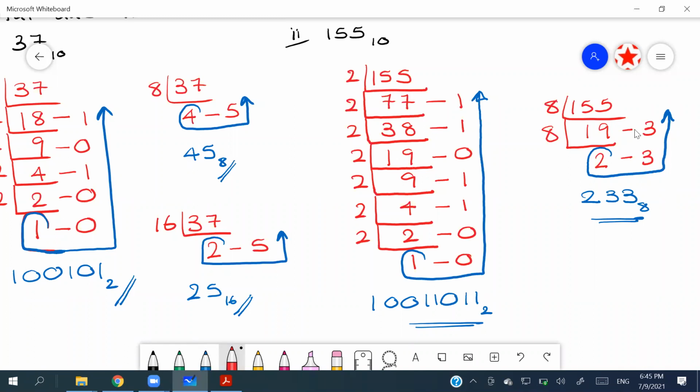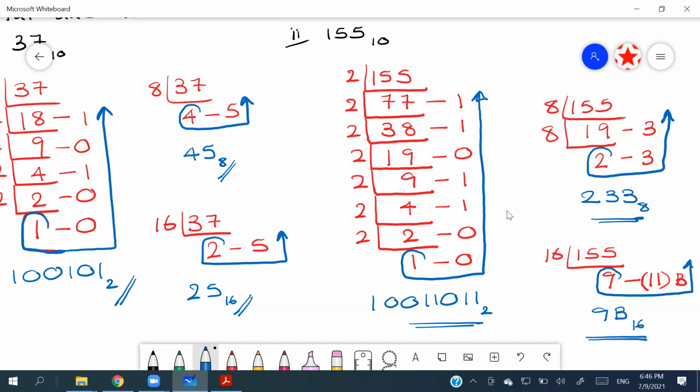And here I'm doing the very last conversion, 155 in 16. So this is 9. And how many is remaining? 11 is remaining. So 11 means B, right? So you can write 9B as the final answer. So 9B in hexadecimal as the final answer.